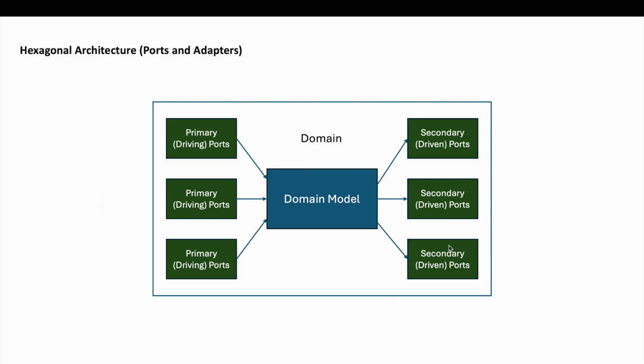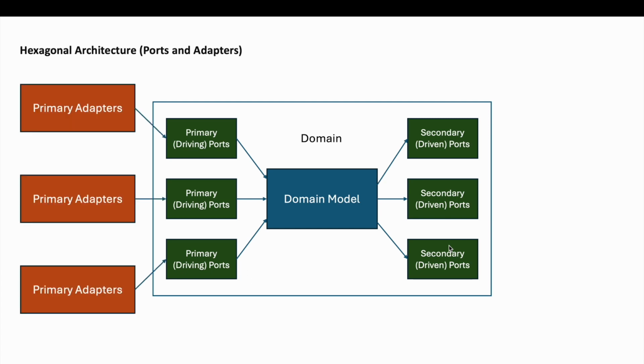These are used by the application to communicate with external systems or services. Example, a database. Next is the adapters. Now, implementations that connect the ports to the actual external technologies or services. They translate between the format and protocols used by the external resources and the domain model. We have the primary adapters, which handle input into the application. Example, web controllers.